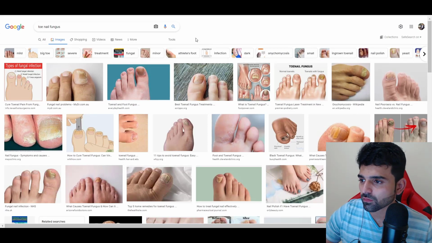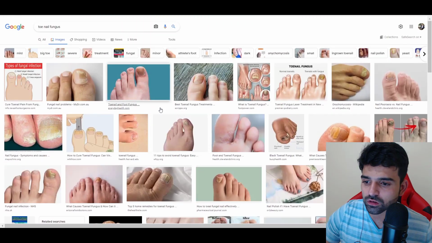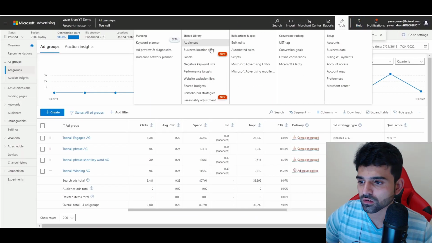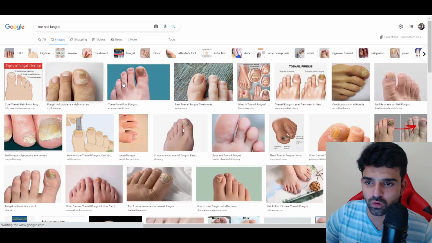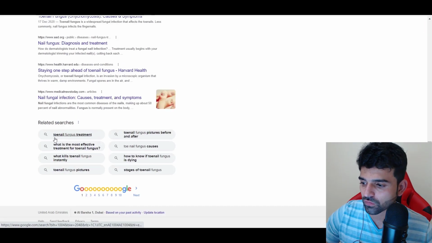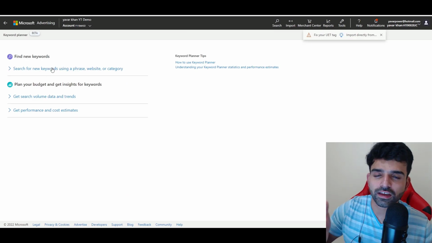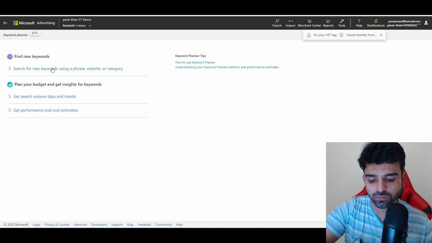Now the next step which I did was, first, just doing keyword research. Everything is easy. Just go on Google Keyword Planner or Microsoft Keyword Planner. Just go over here, Keyword Planner, and you can find all the keywords. Even on Bing or even on Google, you can find that. That's the first thing.